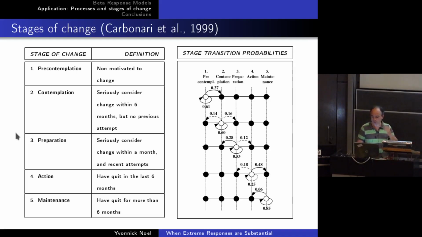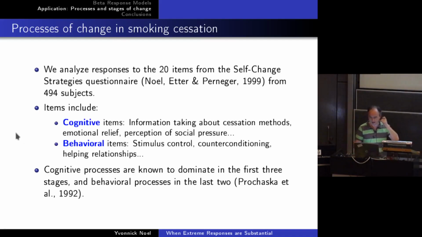here. What we will do is simply analyze responses to 20 items that we designed, including cognitive items and behavioral items. Cognitive items refer to information taking, emotion, and so on, and behavioral items have to do with what you do concretely to not smoke. Cognitive processes are known to be predominant in the first stages of change and behavioral in the last two stages of change.